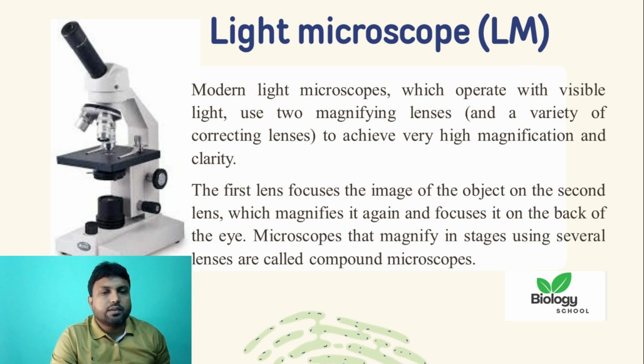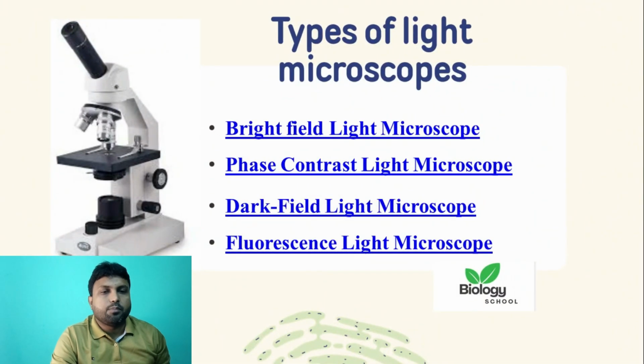So there are various types of light microscopes: the bright field light microscope, phase contrast light microscope, dark field light microscope, and fluorescence light microscope.